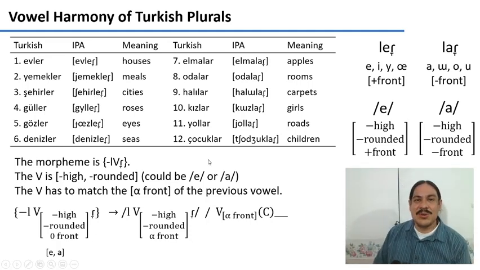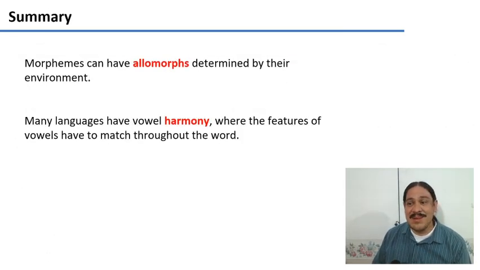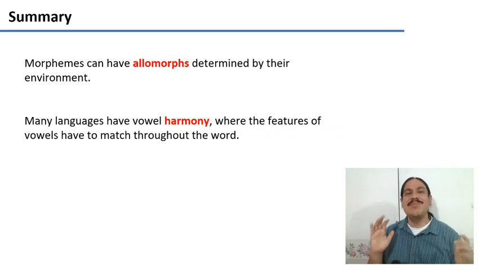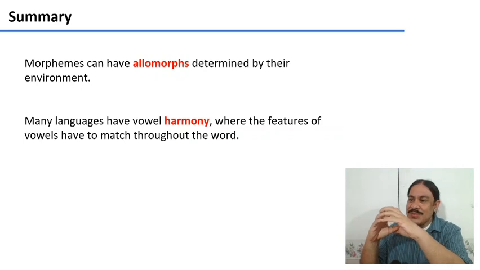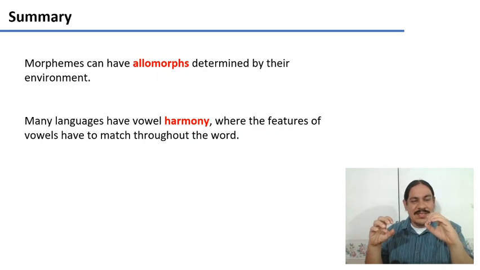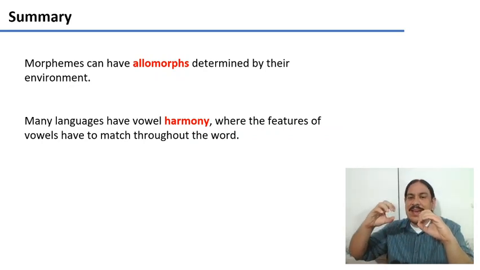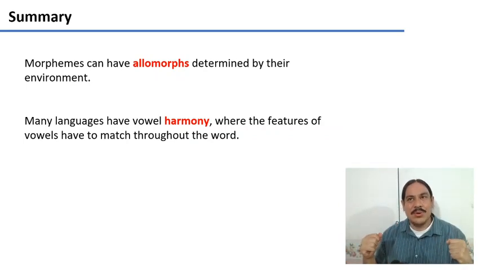This pattern, by the way, is called vowel harmony. And vowel harmony is very common in the world. You can see it in Turkish, I mean, Turkic languages. Korean has it as well. Old Japanese had vowel harmony. So you're going to find it every now and then. But the main point of the exercise is that morphemes can have allomorphs. And the allomorphs are determined by the environment. For example, if the last vowel of the root is plus front, the morpheme is going to have a vowel that is also plus front. In the next video, we're going to look a little bit more at underlying and surface forms.